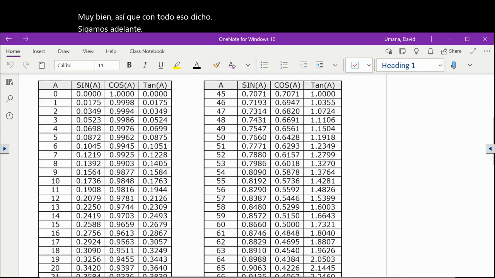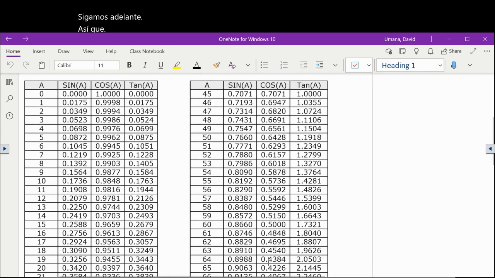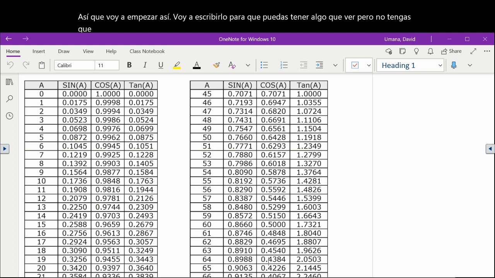So the first thing I want to do today is practice how to use it. For this first part, don't write anything down. Así que para esta sección no van a tener que escribir nada, solamente quiero ver que si saben cómo usarlo para el trabajo que vamos a hacer hoy. So I'm going to start like this. I'm going to write it down so that you can have something to see, but you don't have to copy anything, okay?